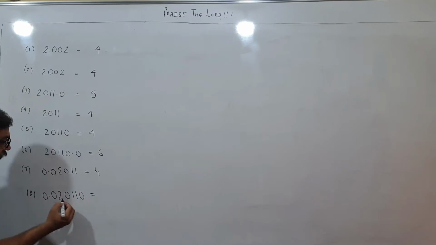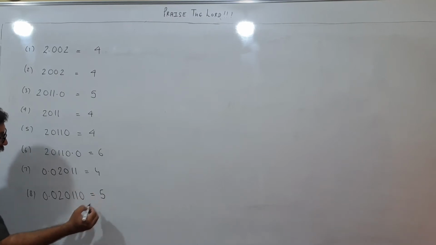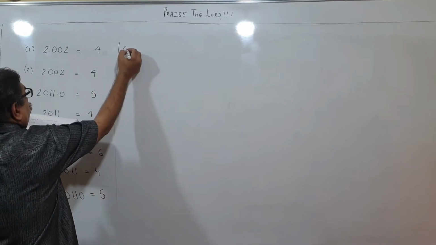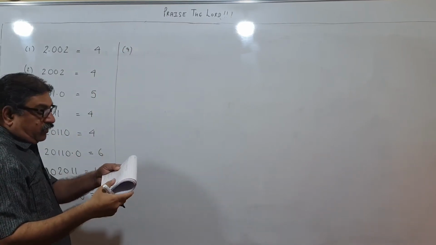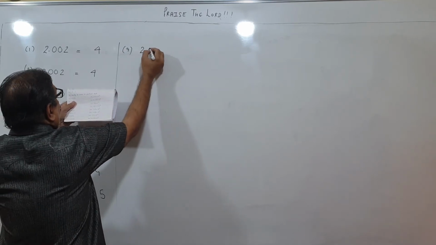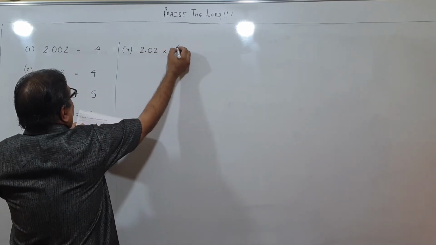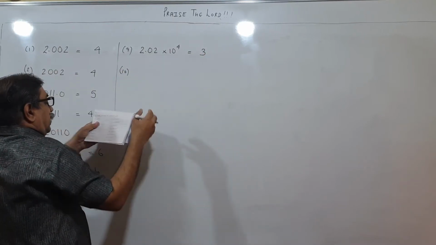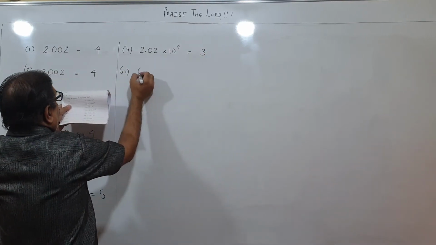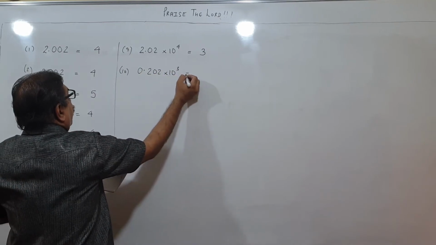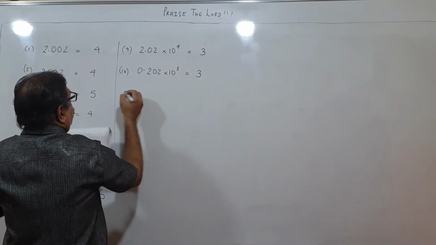0.020110, 1, 2, 3, 4, that will be 5. So children, only copy the question, then you write the answer on your own. Don't look at my answers, that will give you practice. 2.02 into 10 raised to 4. So I'm not repeating the answers. I'm just writing 0.202 into 10 cube. That will be okay.